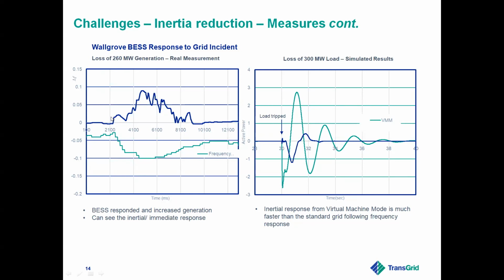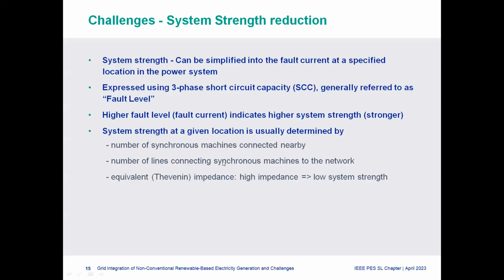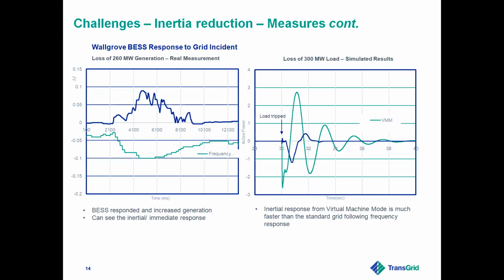You can see immediately at the point of the incident, since this is relying on the rate of change of frequency, it introduces a megawatt output. So this initial increase is due to the inertial contribution of the battery. Then when the frequency drops, it has another component, which is normal frequency control. So when the system frequency drops because of that generator tripping, we can see it contributed more megawatts. So this inertial contribution is the important bit.